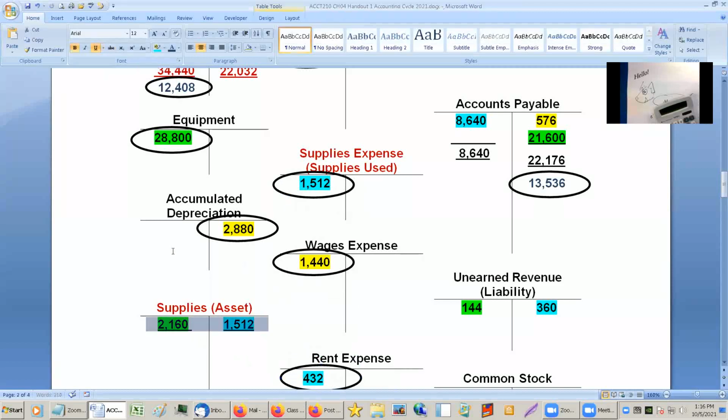Okay, supplies. So we bought 2,160, we used 1,512, so whatever's left over there is 648. So this is how much in supplies we have left.